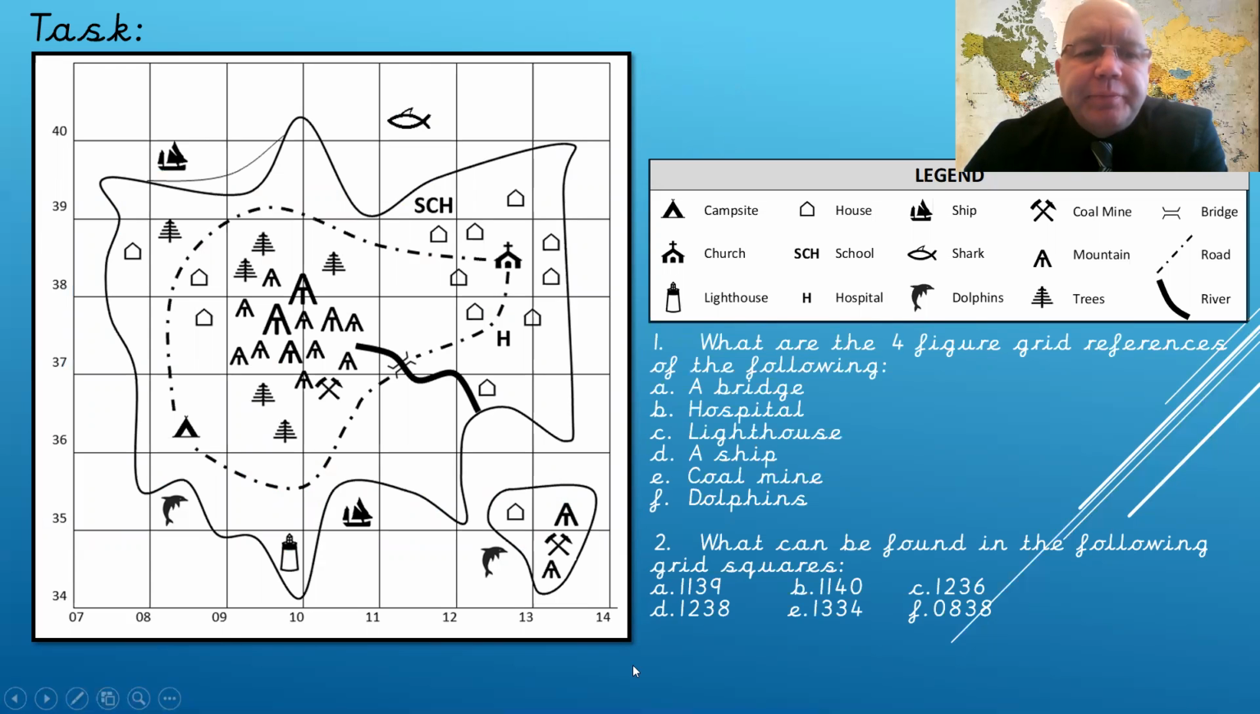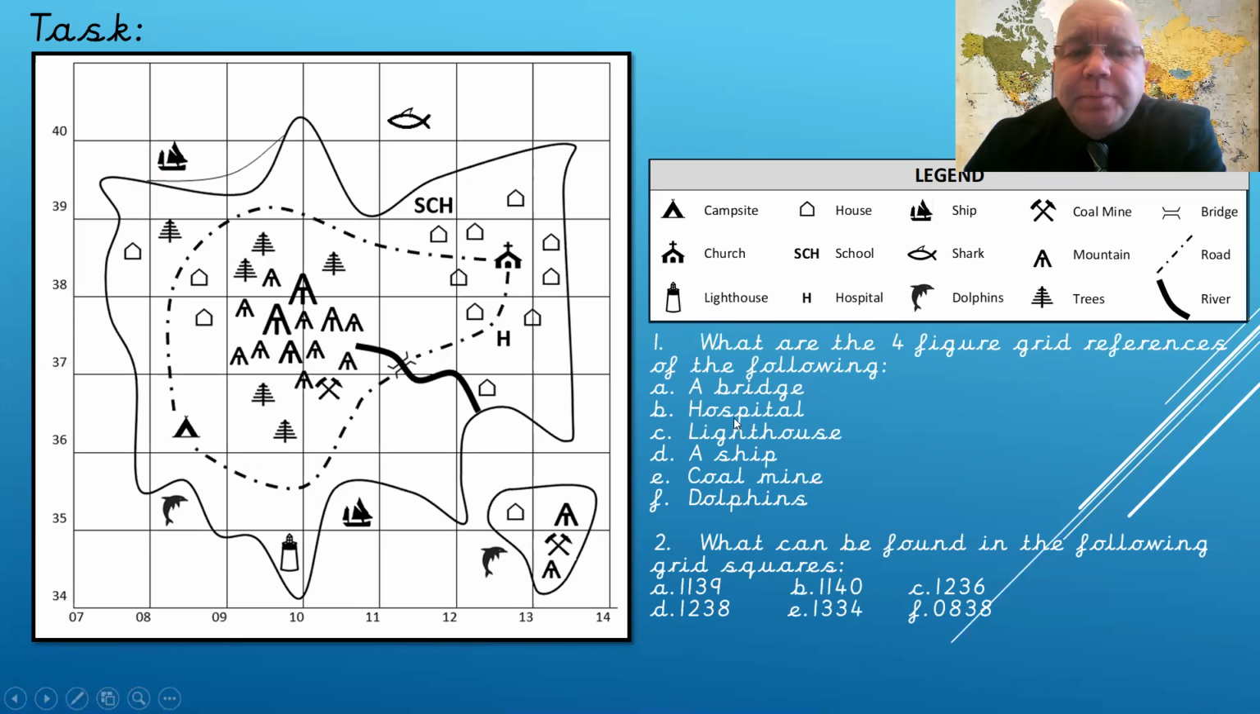Here we have a map. Okay. Simple little map of an island surrounded by water. Two sets of questions for you. First of all, question 1. I would like you, please, to give me the 4-figure grid reference to the following 6 places. Now, the legend here, so the key, tells you what each of the symbols means. Help you find them. So first of all, you need to find a bridge. So find a bridge on the map and tell me which square it's in. So what's its 4-figure grid reference?